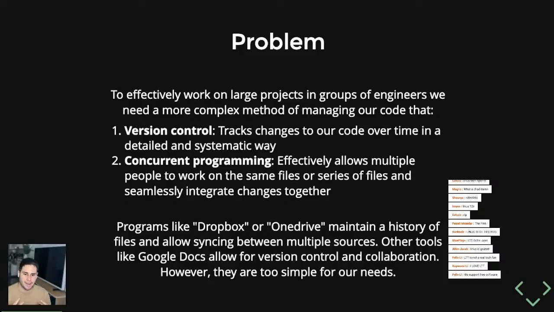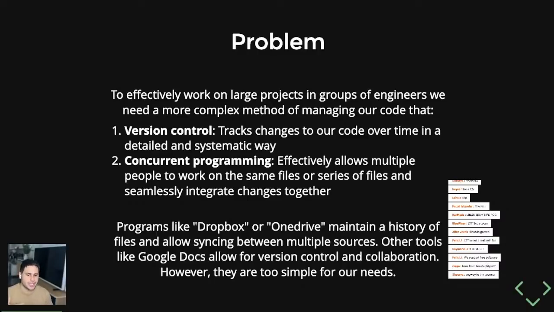So Git is an application used to allow large groups of software engineers to work on the same code base and to manage version control of the code files. It is a tool that can track changes to code files over time in a detailed and systematic way. And it allows multiple people to work on the same files or the same areas of projects and seamlessly integrate those changes and to retain the history of those changes.